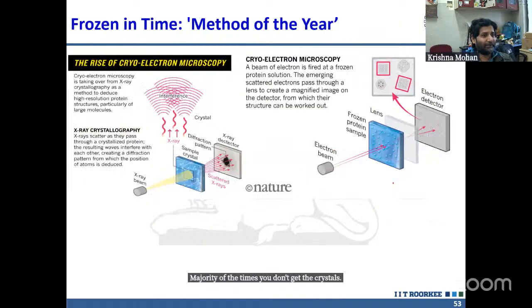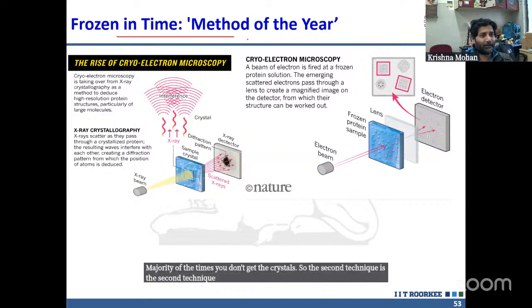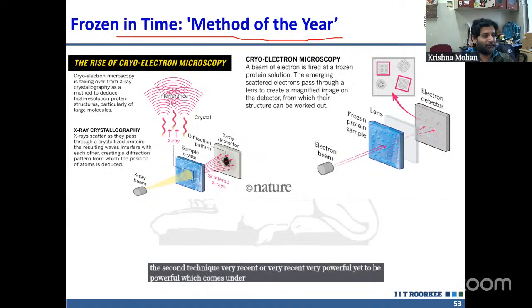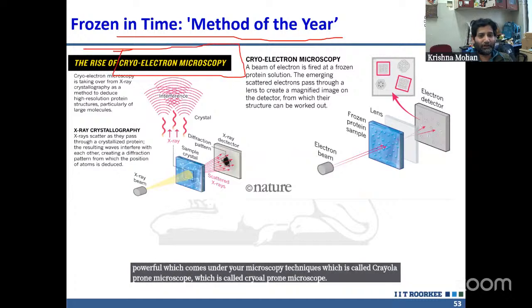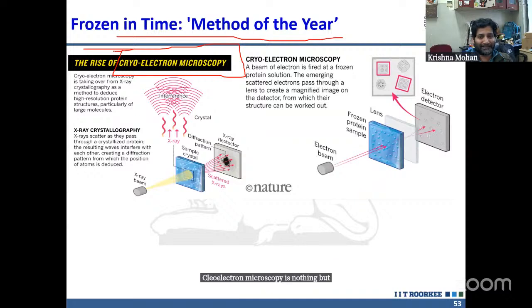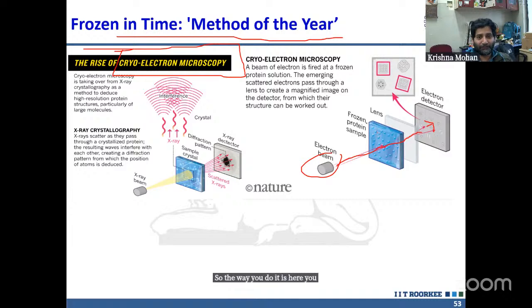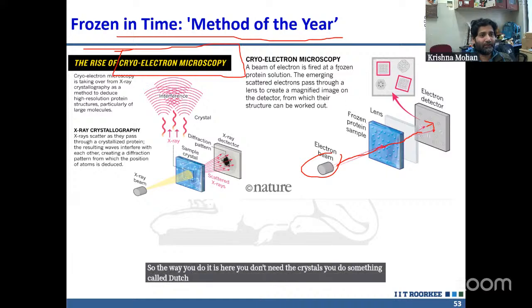The second technique is very recent and very powerful, or yet to become powerful, which comes under your microscopy techniques, which is called cryo-electron microscopy. Cryo-electron microscopy is nothing but transmission electron microscopy. You have an electron beam which you pass through the sample and detect. The way you do it, here you don't need the crystals. You use frozen samples. So a beam of electrons is fired through frozen solution samples.